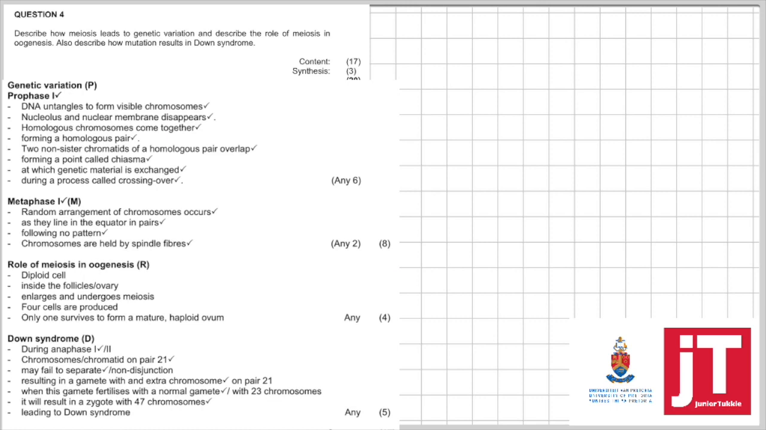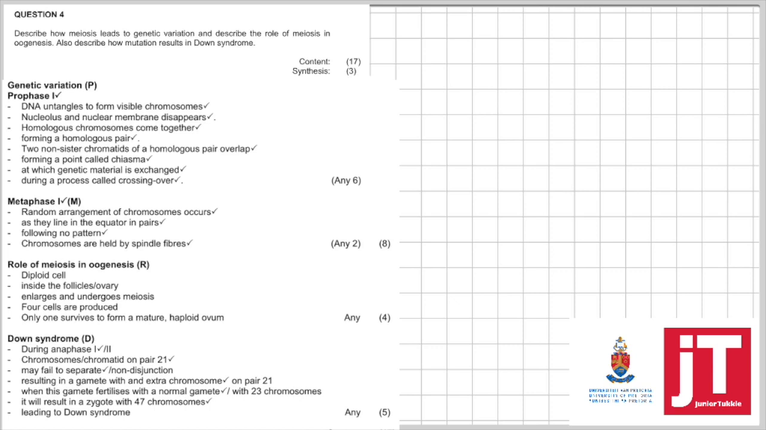Alright, then we're looking at question 4. Now, I still do question 4, which is an essay, which is not tested anymore, but these questions can be broken down into shorter questions in your exam. So describe how meiosis leads to genetic variation and describe the role of meiosis in oogenesis. Also describe how mutations result in Down syndrome.